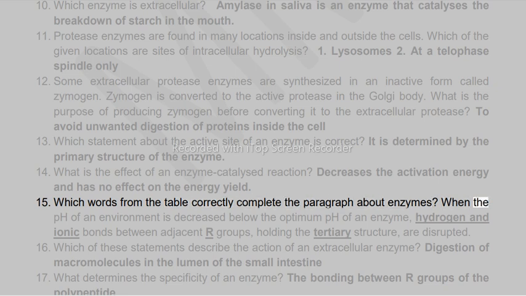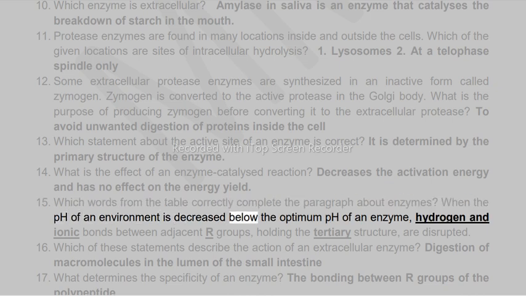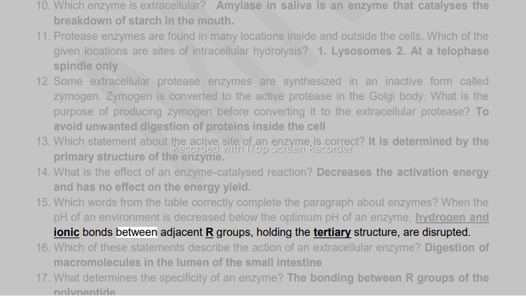When the pH of an environment is decreased below the optimum pH of an enzyme, hydrogen and ionic bonds between adjacent R groups holding the tertiary structure are disrupted.